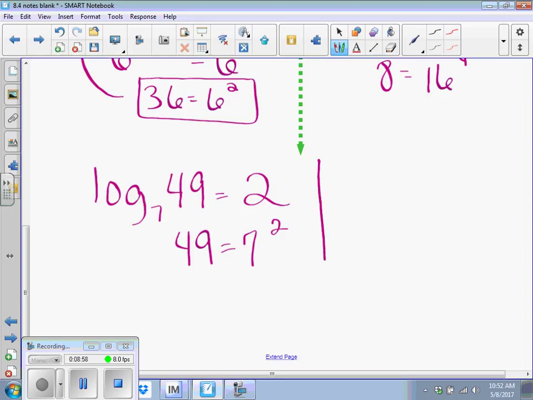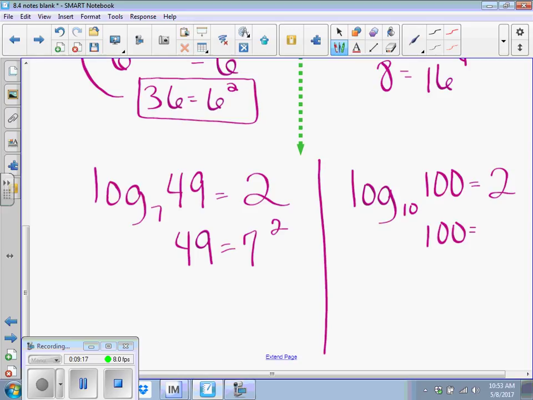Okay? So if I had this, how would I write that? Good. 100 equals 10 to the second power. Okay? What if they give it to us like this and they want us to write it in log form? So they give us the exponential form and they want us to write it in log form.